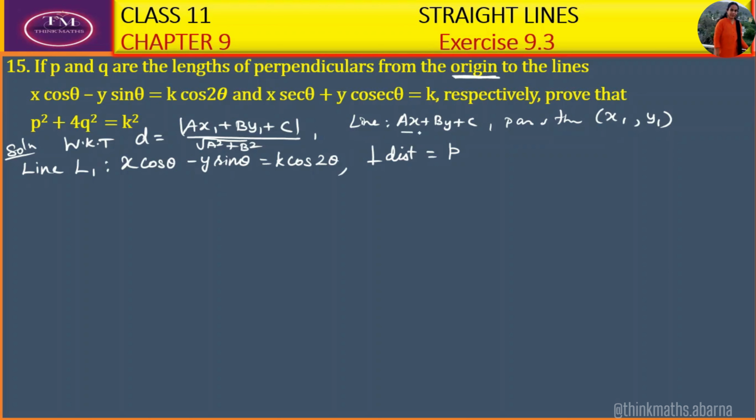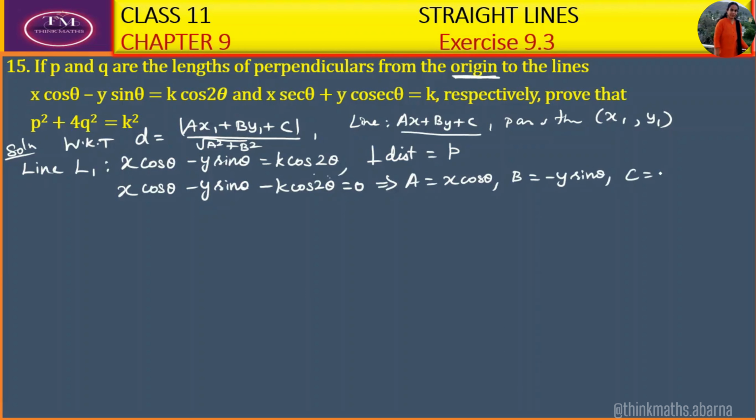Okay. Now, if we compare this general equation with this equation, it can be written as x cos theta minus y sin theta minus k cos 2 theta equal to 0. Okay. So this means A is equal to cos theta, B is equal to minus sin theta, C is equal to minus k cos 2 theta. And it passes through the origin, so x1 comma y1 equal to 0 comma 0. So these are the data given.